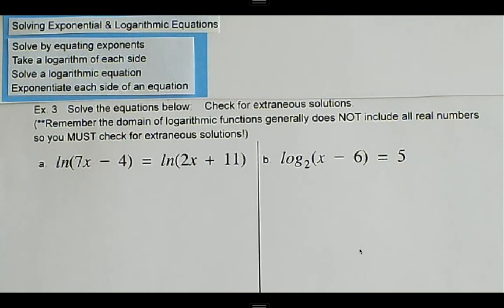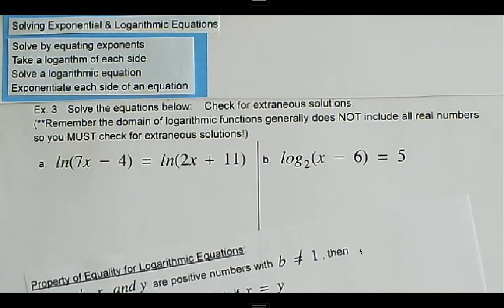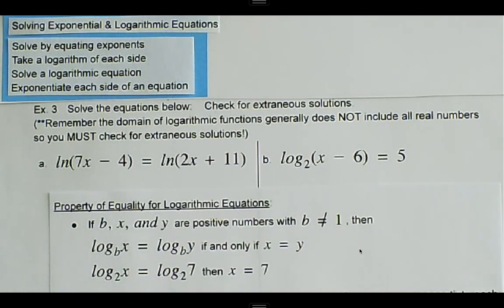We're talking about solving exponential and logarithmic equations, and we want to solve logarithmic equations. One of the ways that we can do that is to use the property of equality of logarithmic equations.